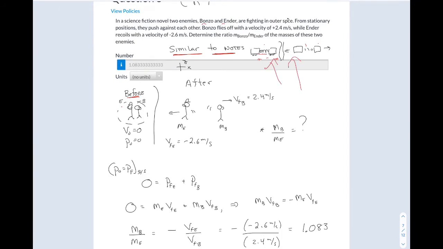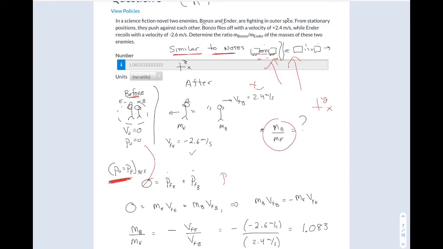They give you the velocity that that person goes off at, and the velocity that person goes off at. I'm writing that one as plus, that one's minus, so I'm just using a regular coordinate system. And they want you to find the ratio of the masses. So I'm going to conserve momentum for the system. P initial equals P final. Initial momentum is 0, they're not moving. And I have P final for E and P final for B.